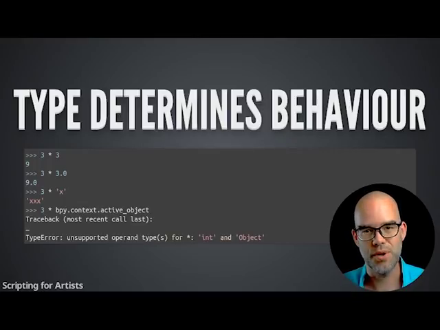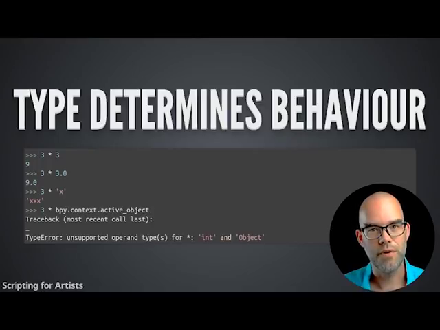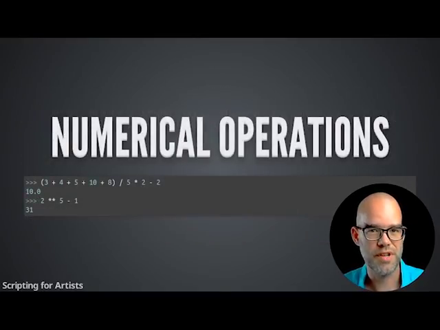And object with a capital O here means an actual Blender object. As for other numerical operations, Python does pretty much the same thing as you've probably learned at school. The notation might be slightly different, so it's a slash for division, it's a star for multiplication, and it's a double star for the power of. So 2 double star 5 means 2 to the power of 5.